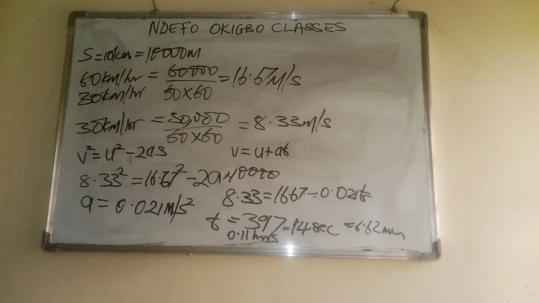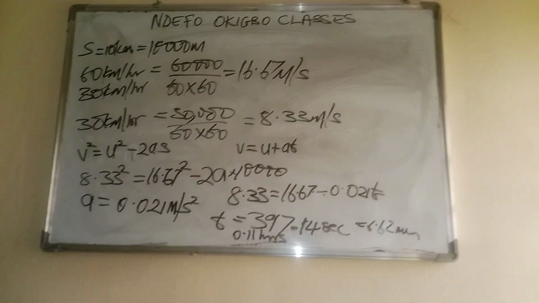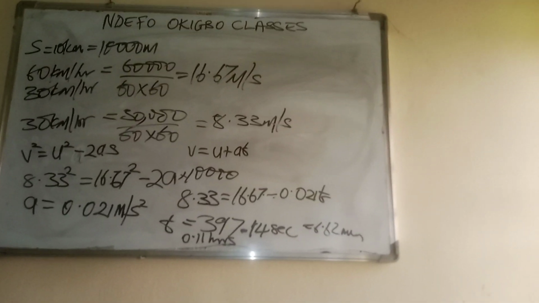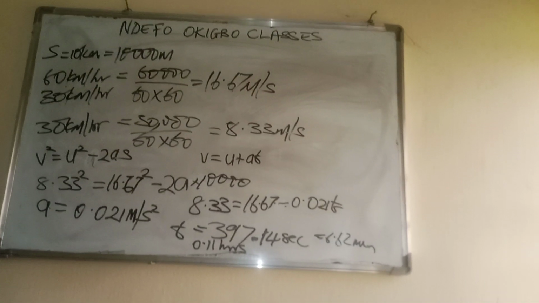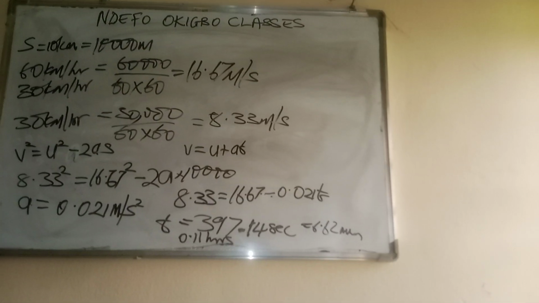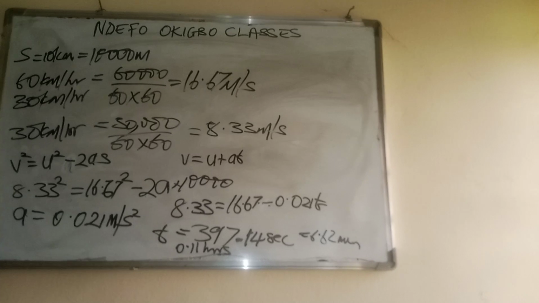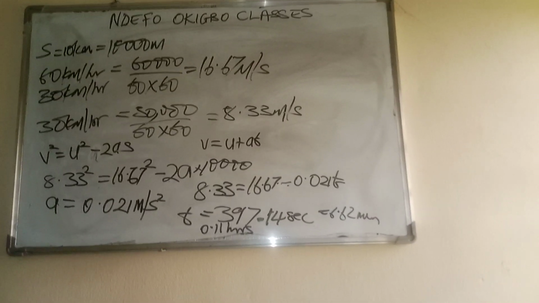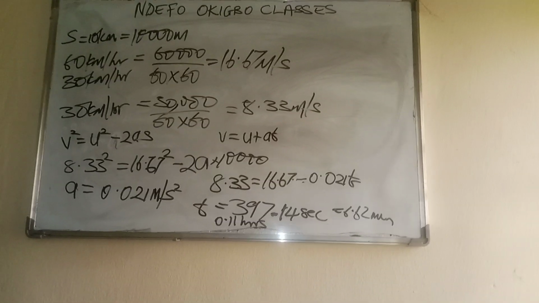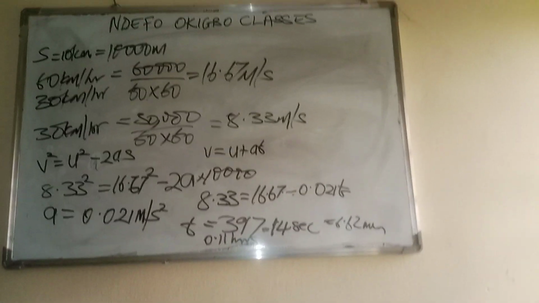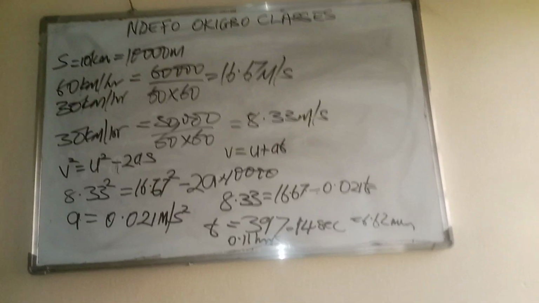The question says a vehicle covers a distance of 10 kilometers at a speed of 60 kilometers per hour and reduced its speed to 30 kilometers per hour. What is the deceleration of the car, and what time did it use for this deceleration? That's the question, and that has been solved.